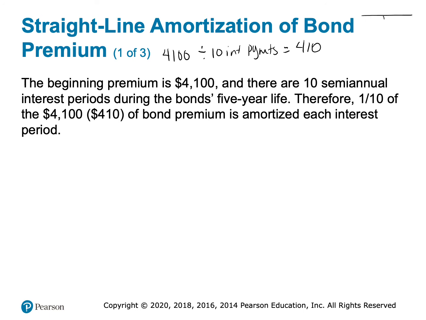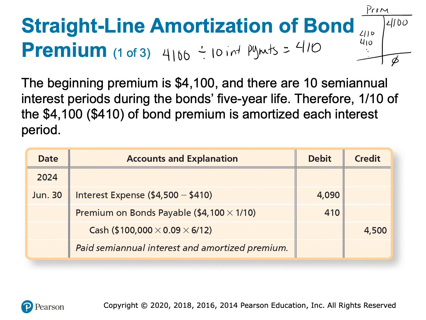So remember, the premium has a normal credit balance. It's sitting here with a credit of 4,100. So that every time I pay interest, I want to now debit the premium for 410. So after I do that 10 times, suddenly my premium will be zero. So we know that when we pay interest, we have to pay cash of $4,500. So I'm going to credit cash for $4,500. That never changes. Now I'm going to debit the premium for $410. So my debit to interest expense is now for only $4,090.